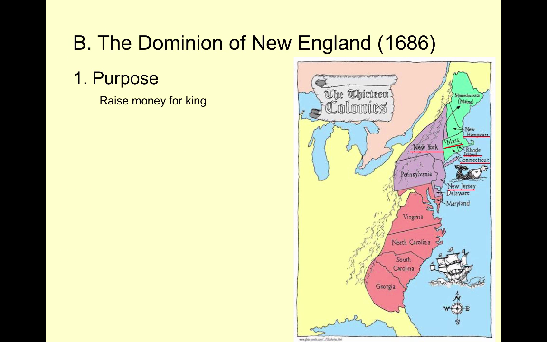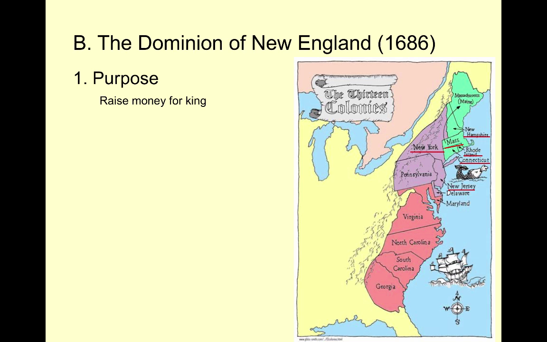Section B, the Dominion of New England, created in 1686. Its purpose, as I said before, is to raise money for the king who doesn't want to tax his own people in Parliament. And so here we see the colonies are going to be part of the Dominion of New England. It's not just New England, it's a few other colonies too. It's all the colonies you see on the right that are underlined in red.